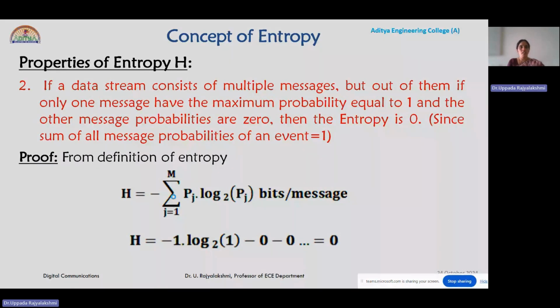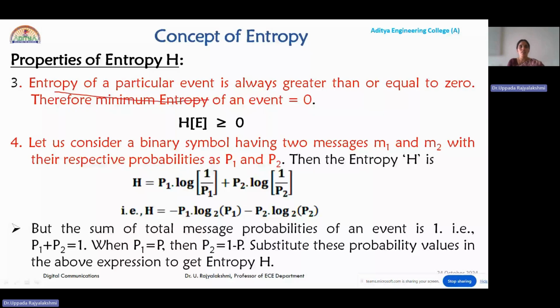And the third property is that the entropy of a particular event is always greater than or equal to 0. So the minimum value of entropy is 0, which we studied in properties 1 and 2 in the previous slide. So H of E is always greater than or equal to 0, with a minimum value of 0.